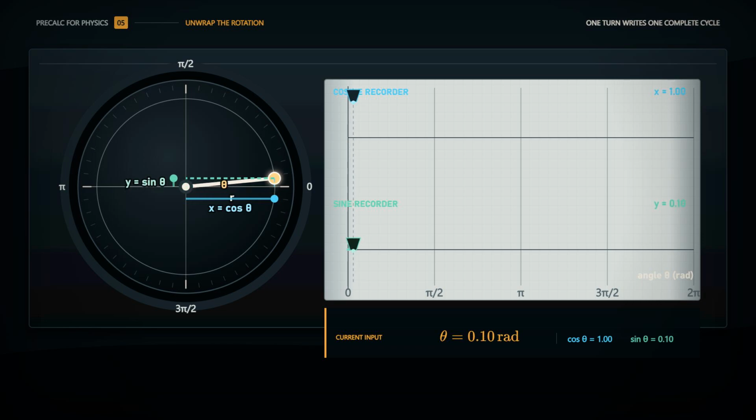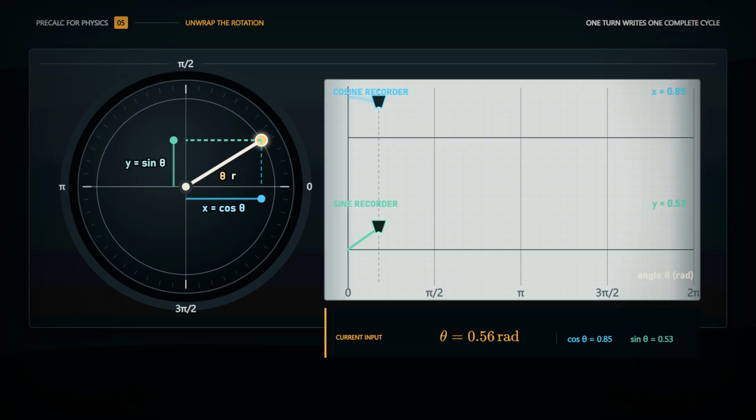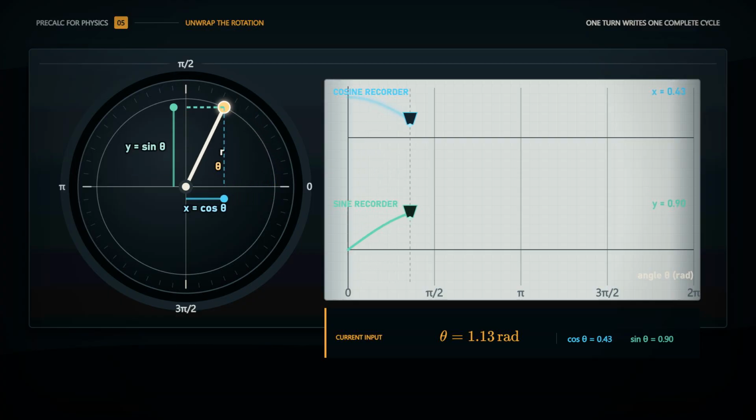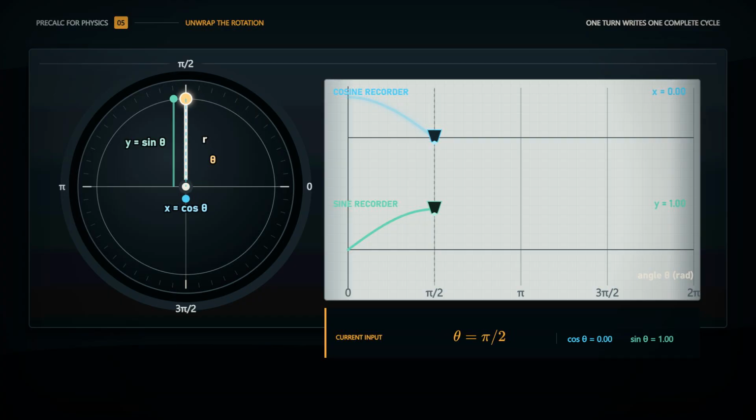Turn steadily to pi over 2. From the same changing angle, the horizontal projection shrinks while the vertical projection grows. At the quarter turn, the horizontal value reaches 0 as the vertical value reaches 1. The cyan trace falls as the mint trace rises, and both pens remain attached. Pause and read both values.